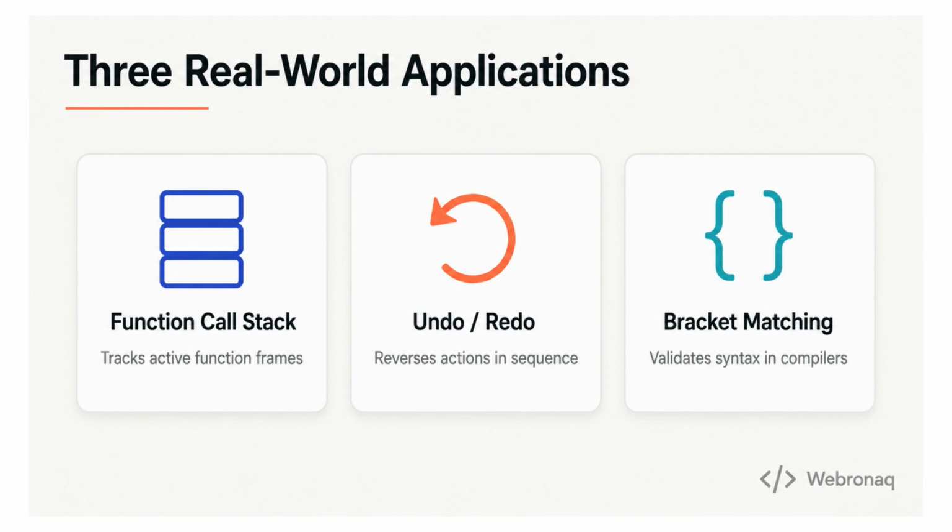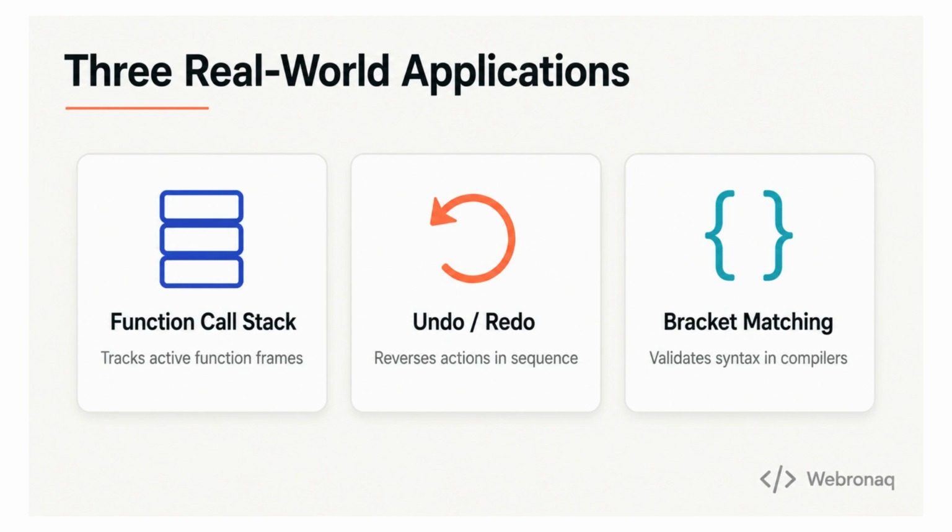Second, undo and redo in editors. Every action you take is pushed onto an undo stack. Pressing undo pops the latest action and reverses it. Third, bracket matching in compilers. When a parser sees an opening bracket, it pushes it. When it sees a closing bracket, it pops and checks for a match. If the stack is empty at the end, the brackets are balanced. One simple structure, 3 completely different problems solved.